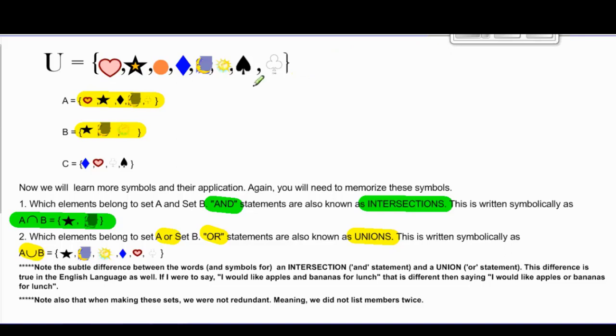But what I want to point out is, let's go back to the definition of set A and set B, the descriptive words. Remember, set A was the set of charms in Lucky Charms cereal, and set B was celestial objects. So when I say what elements are in set A and B, I'm saying what elements are both a charm in Lucky Charms cereal and a celestial object. So what elements meet both criteria?